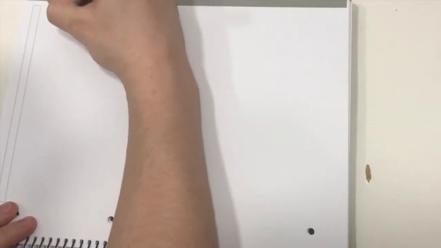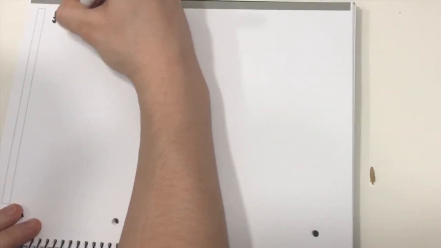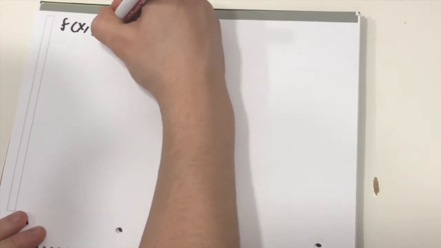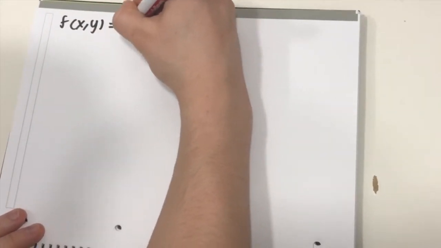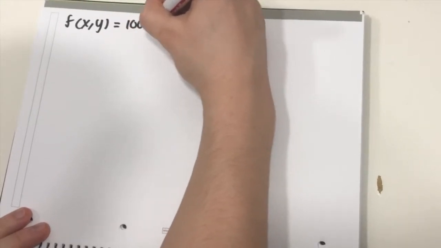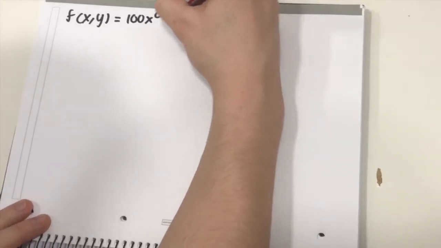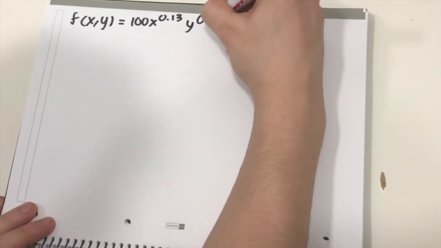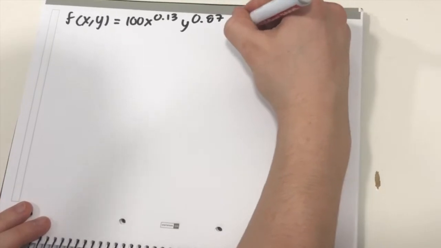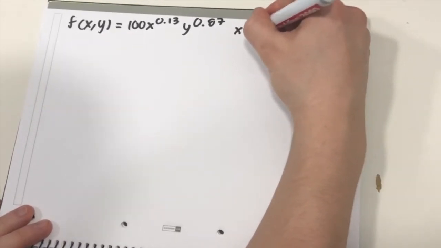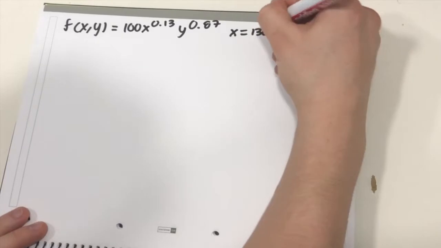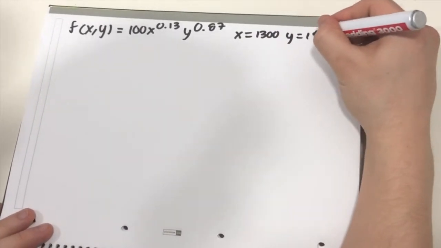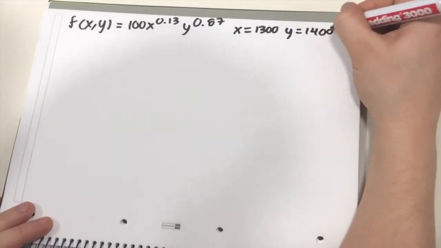We are given a factory that produces refrigerators, X, and washing machines, Y. The productivity of both is given by this function. F of X and Y is equal to 100x to the power of 0.13 times Y to the power of 0.87. If the factory produces 1,300 refrigerators X and 1,400 washing machines Y, we should find the marginal productivity of producing refrigerators and washing machines and decide which is a priority.